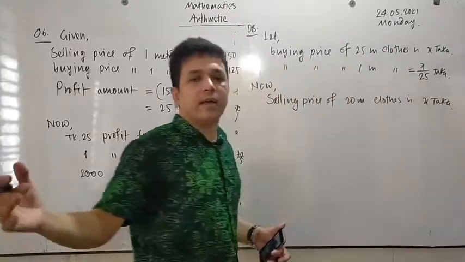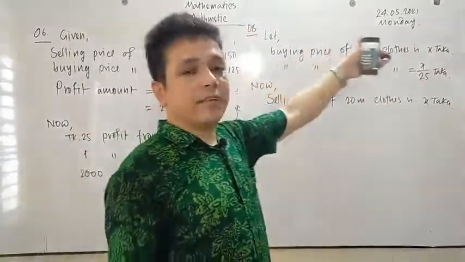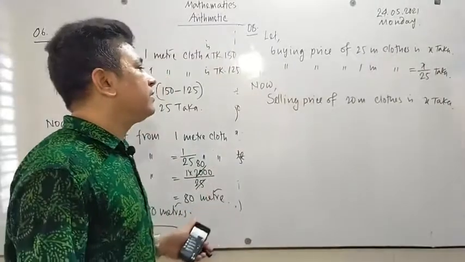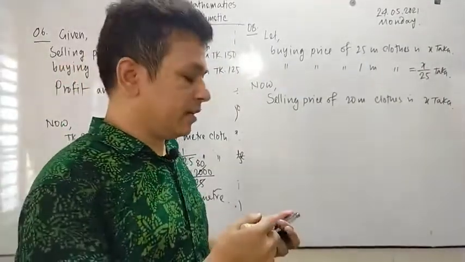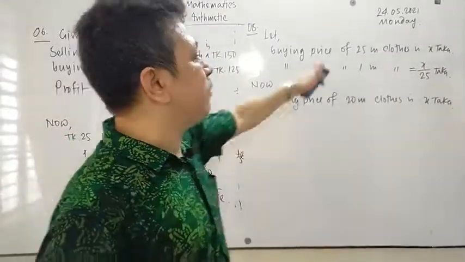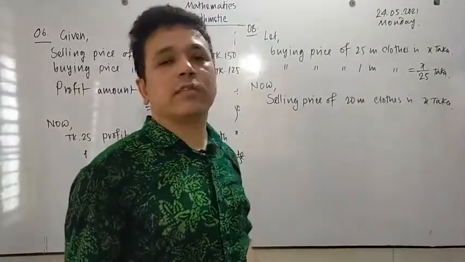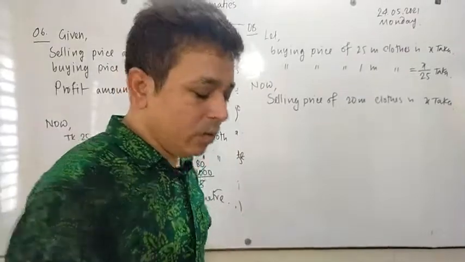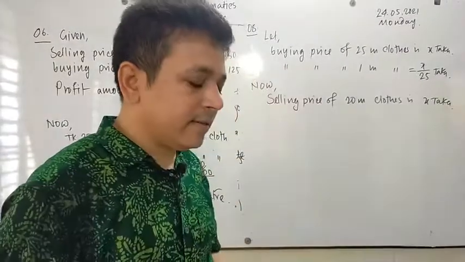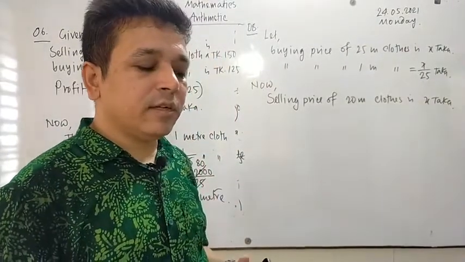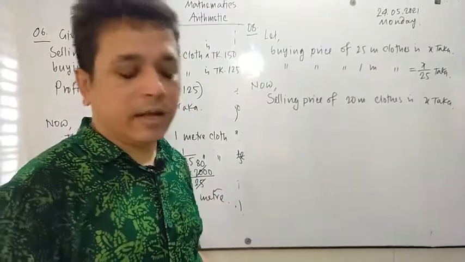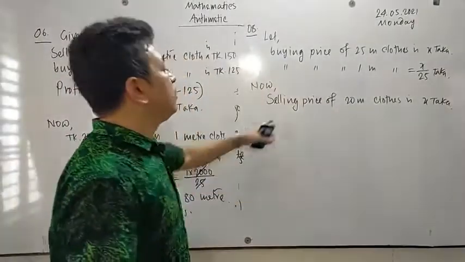Now you have a question, sir, how is it? That's also X taka, here also X taka. How, sir? Because it's given in the question. The buying price of 25 meters of cloth is the same as the selling price of 20 meters of cloth. Do you understand? Look at book number 8. The cost price of 25 meters of cloth is equal to the selling price of 20 meters of cloth.